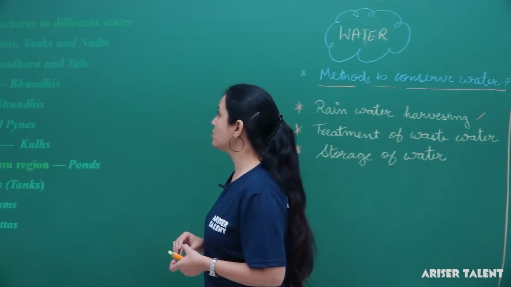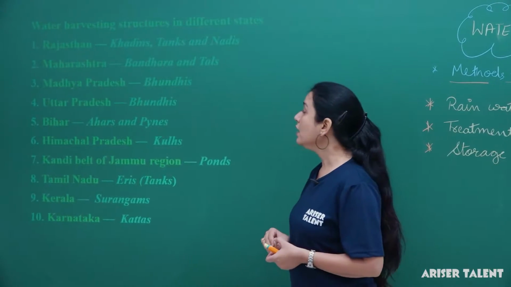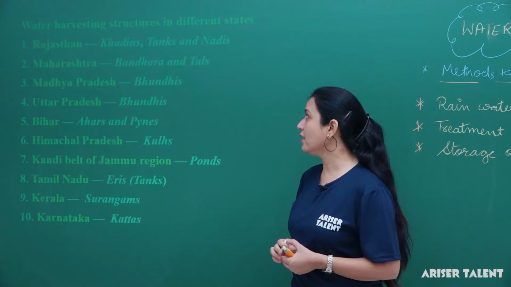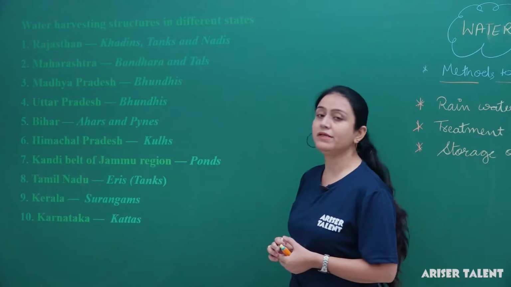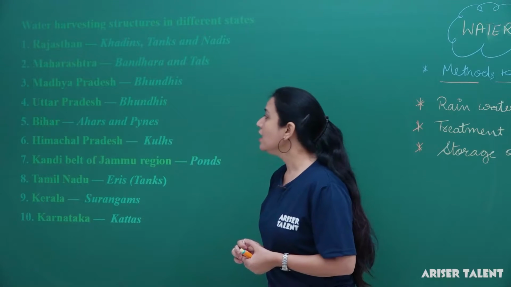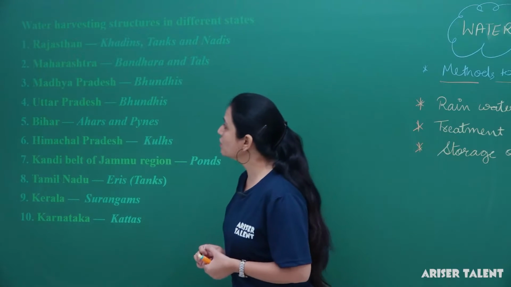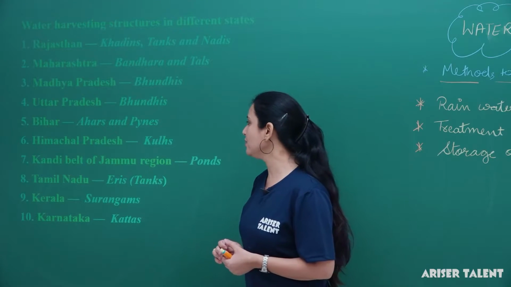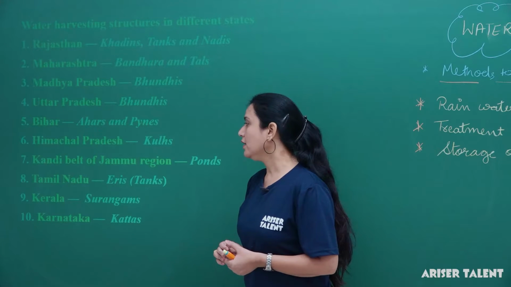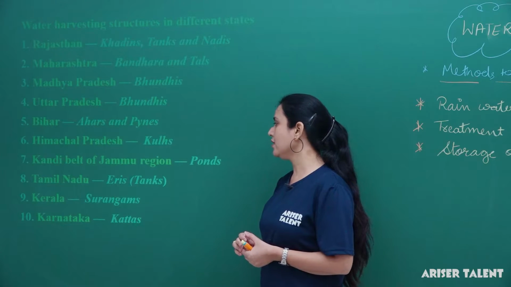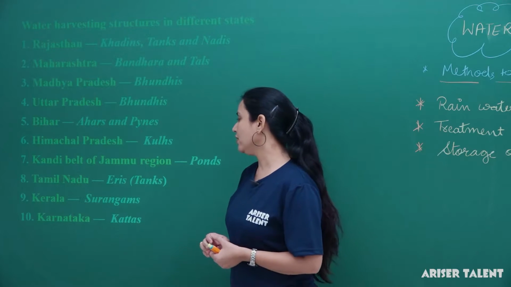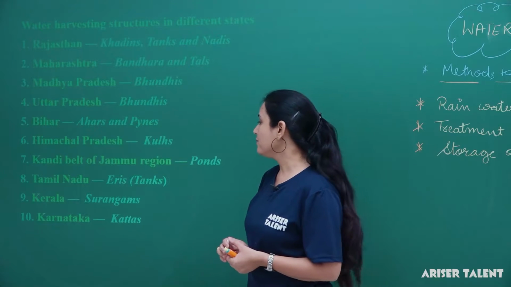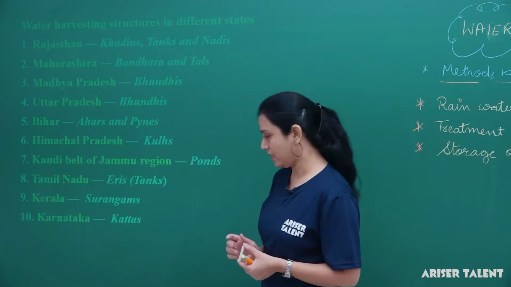Look, water harvesting structures in different states of India are: in Rajasthan, these are khadis, tanks and nadis. In Maharashtra, they are bandaras and tals. In MP, means in Madhya Pradesh, they are bundis. In Uttar Pradesh, they are also known as bundis. In Bihar, they are known as ahars and painis. In Himachal Pradesh, they are known as kuls, and in the Kandi belt of the Jammu region, they are known as ponds. In Tamil Nadu, they are known as eris, means tanks, and in Kerala, they are known as surangams. Okay, and in Karnataka, they are known as kattas.